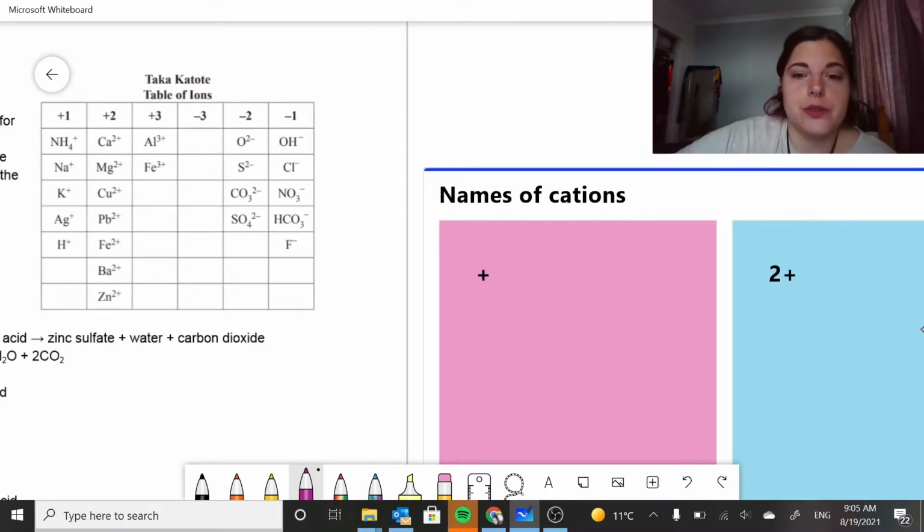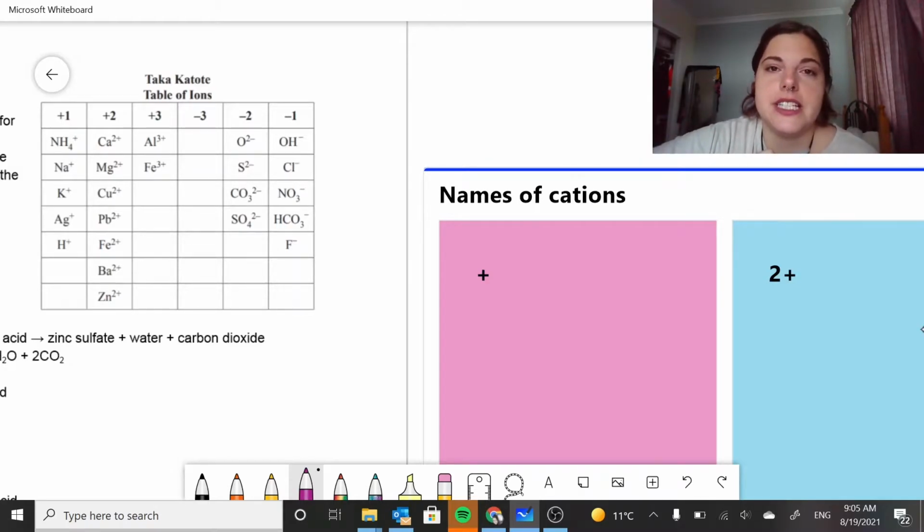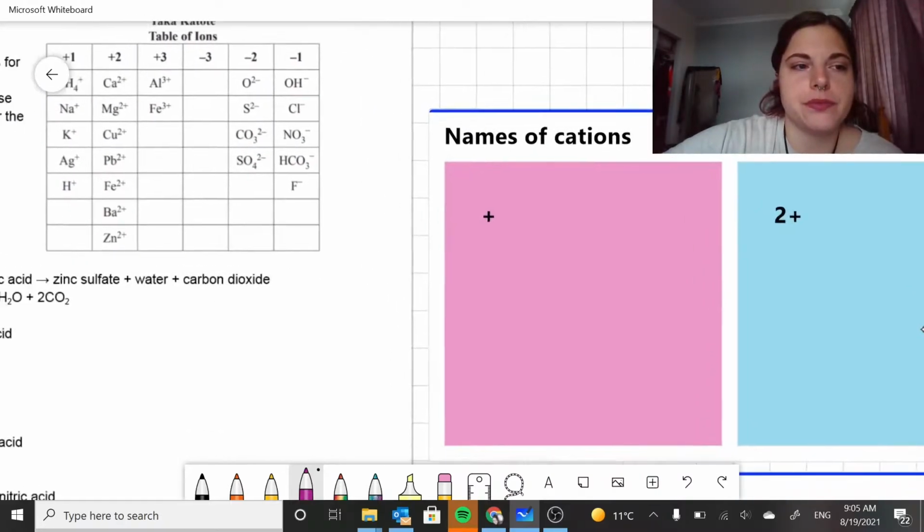Now I'm going to go through these and write down the names so that we have a point of reference while we're doing the worksheet. Definitely pay attention to this, because to increase your memory and your recall, it's really good to not only hear the words, but see the words. And that is the purpose of doing this video.